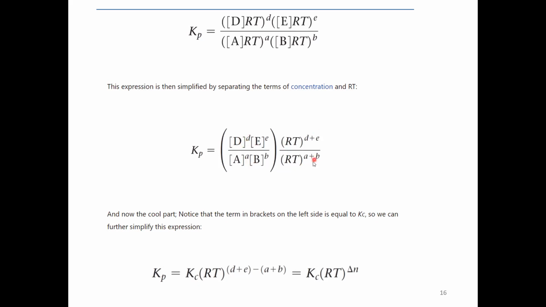But now for the other term, the RT that we've removed from both the numerator and the denominator, in the top, RT is being raised to the power of D, same thing with E. And then on the bottom, we have the exact same thing occurring with A and B. So that's why we can rearrange it as we see here.